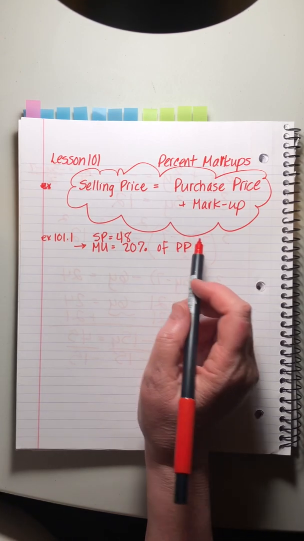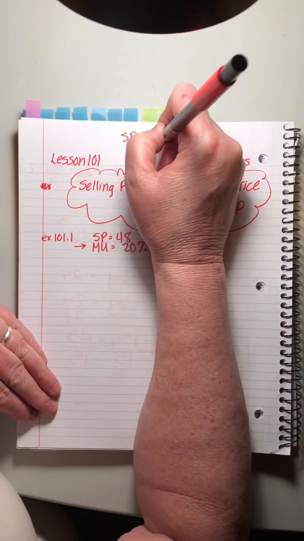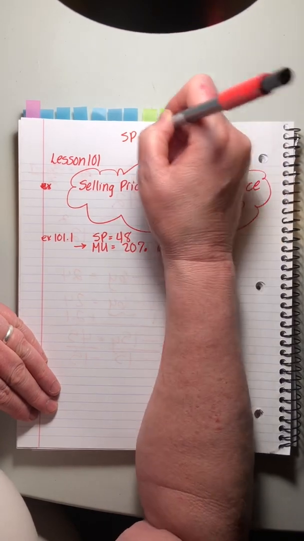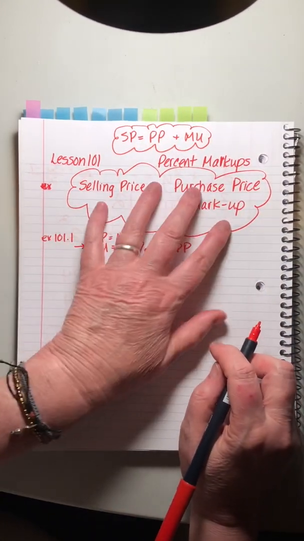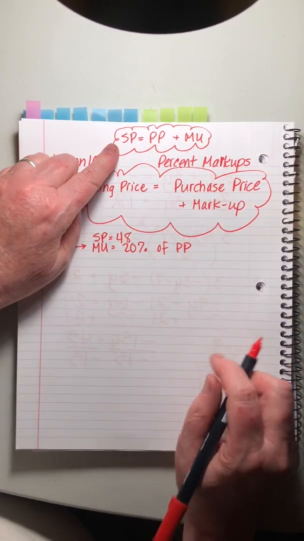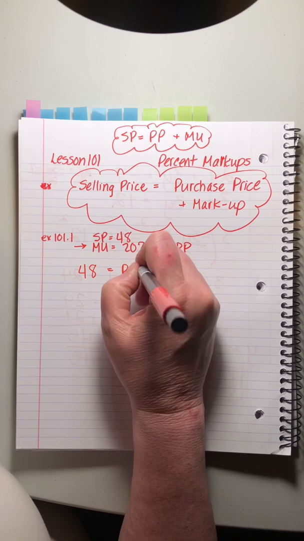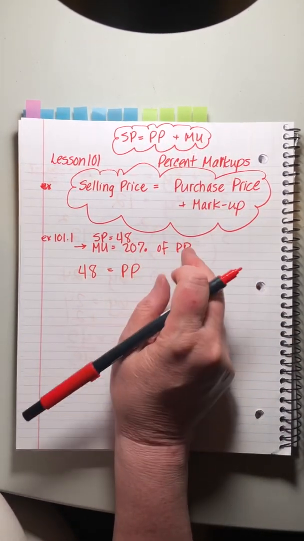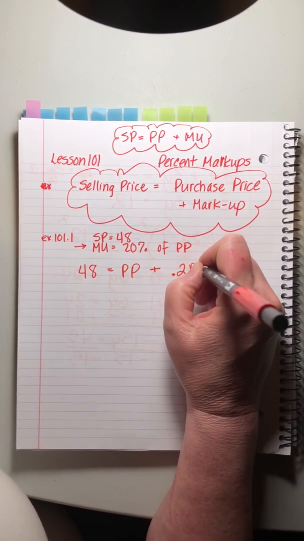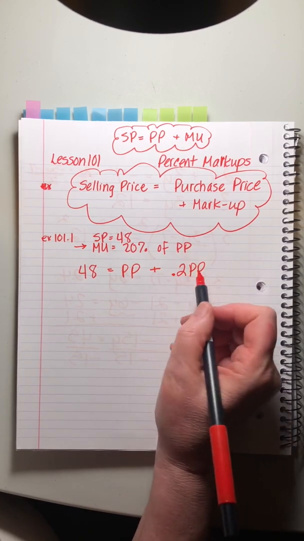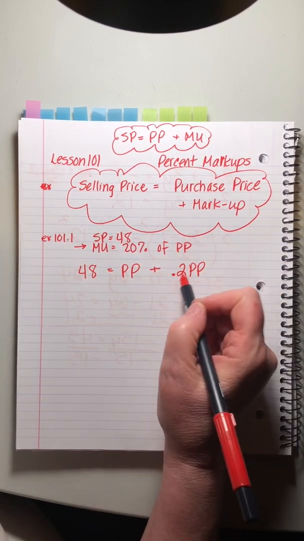So there's our equation. And we can simplify this as SP equals PP plus MU. Okay, make sure you know what those letters stand for. But that's what it is, obviously. Okay, so our selling price, we're going to just plug in 48 equals the purchase price. We don't know that, so we'll just put PP. And the markup is 20% of the PP. So we write plus 0.2 PP. 20% of the purchase price, I wrote it like that. Easy, right? This is not hard. 20% of the purchase price, there it is.